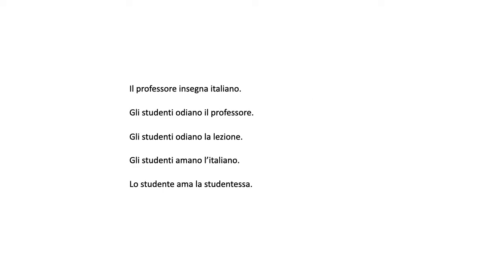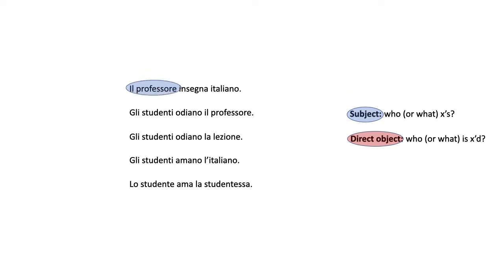Okay. Let's keep on doing the same thing, but now I'm going to use the same 5 sentences we used last class, but now they're in Italian, okay? What are we going to do? The same exercise. We're going to identify subjects by asking who or what X is, and direct objects by asking who or what is X. First sentence. Il professore insegna italiano. Who teaches? Chi insegna? Il professore. The professor teaches. And what is taught? Cosa è insegnato? L'italiano, right? So italiano is our direct object.